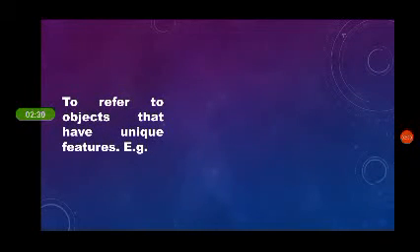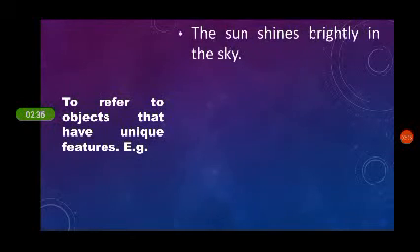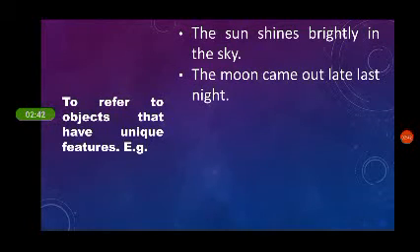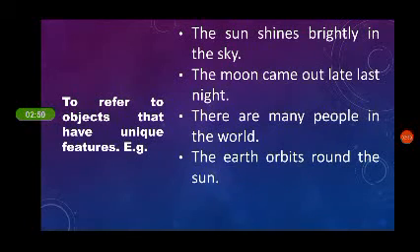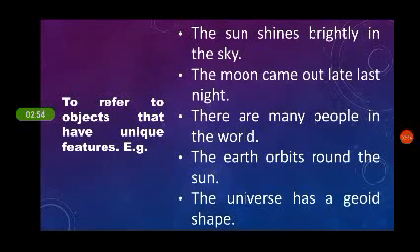We also use the definite article to refer to objects that have unique features. For example, the sun shines brightly in the sky. The moon came out late last night. There are many people in the world. The earth orbits round the sun. The universe has a geode shape.